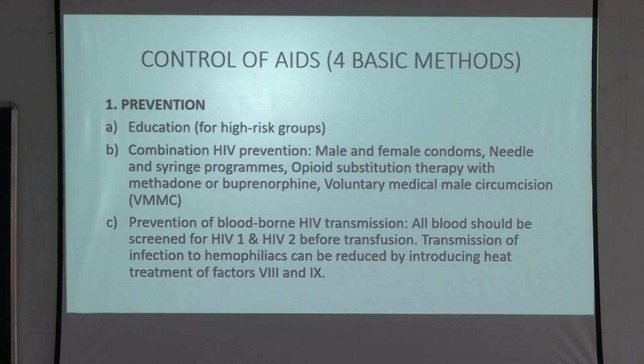Okay, what to do? We have integrated counseling service in the ICTC. What is the ICTC? What are the functions? We will come to it later. And also a combination of HIV prevention: promotion of both male and female condoms, needle and syringe program, opioid substitution therapy. The needle and syringe program is actually targeting IDUs, that is intravenous drug users. Okay.